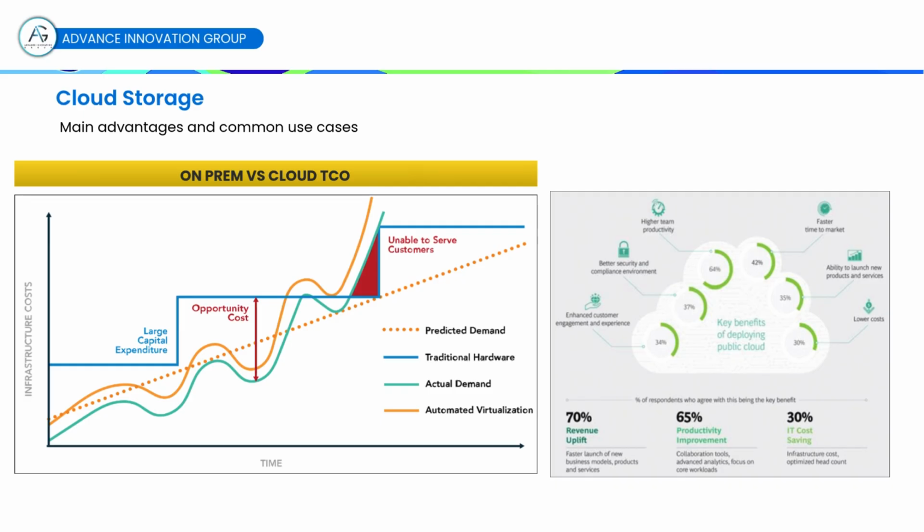Here we compare on-prem versus cloud models in terms of total cost of ownership, TCO. While on-prem may seem cheaper initially, cloud offers long-term savings through pay-per-use, elastic capacity, automatic updates, and lower maintenance overhead. Cloud also enables agile deployment of services, a key enabler for digital transformation.